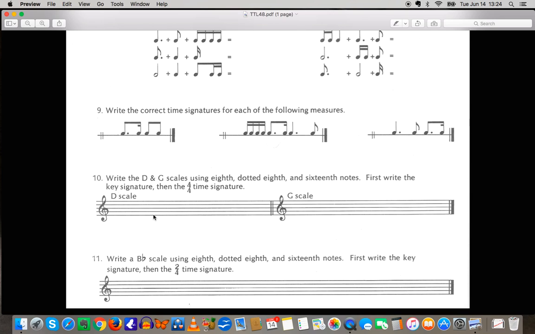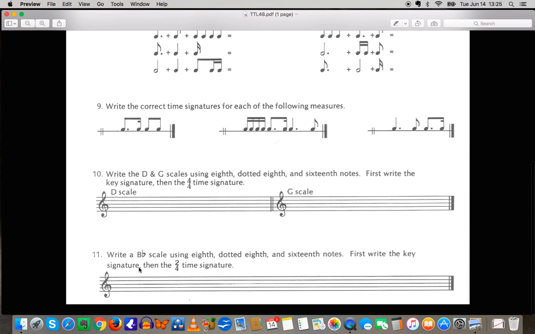Remember, I'll give you a clue for these, okay? The last sharp in a key signature is a half step below the name of the scale. So D, half step below that, C sharp, that's going to be the last sharp in the key signature. Okay? G, half step below that is F sharp, that's going to be the last sharp in the key signature. So use your order of sharps and figure out how many others you're going to need.